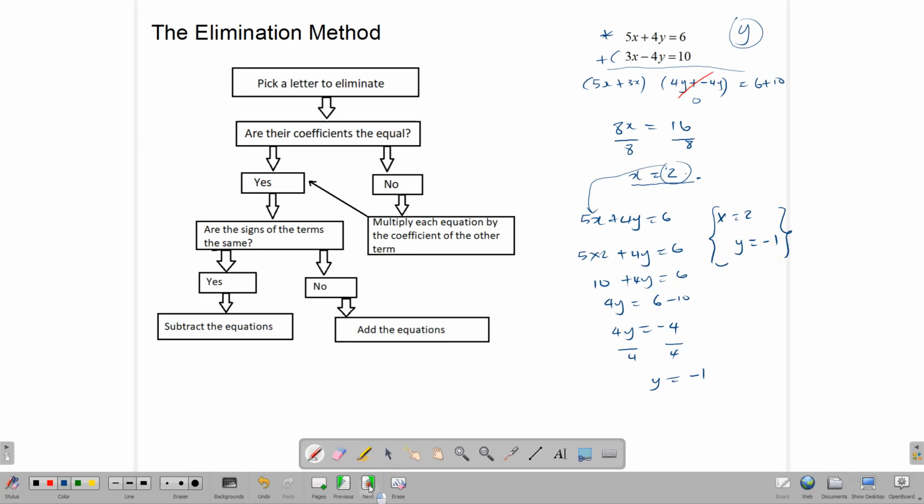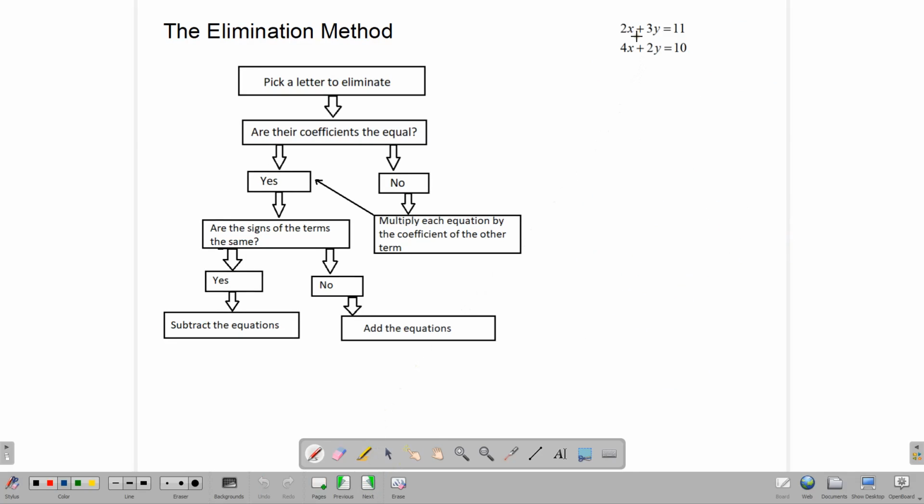Let's try another example. Here we have 2x plus 3y equal 11 and 4x plus 2y equal 10. I'm going to be eliminating the y again. Looking at both, we see that the numbers are not the same. So, are the coefficients equal? The answer is no. To fix that problem, we're going to use this 2 here and multiply this equation. And we're going to use this 3 to multiply this equation.